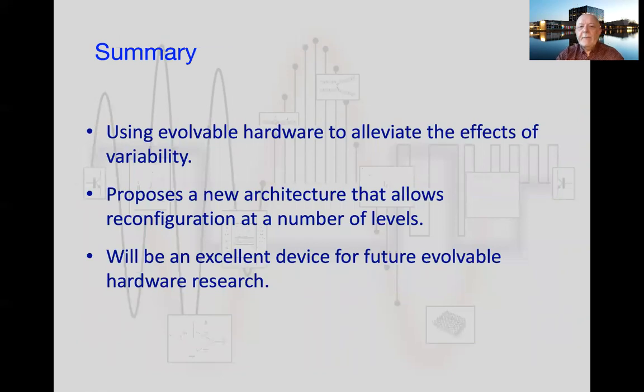Okay, so in summary, for this chip, we designed it to use evolvable hardware to alleviate the effects of variability, and also, as we'll see, for fault tolerance. The new architecture allows reconfiguration at many levels. Of course you can still reconfigure at the top level, at the cell level, but it also allows you to go down to the transistor level to actually tweak the characteristics of the device. And certainly it's a really nice device for looking at future evolvable hardware research. The overhead on it is probably a bit too much for a production FPGA at the moment, but who knows for the future.